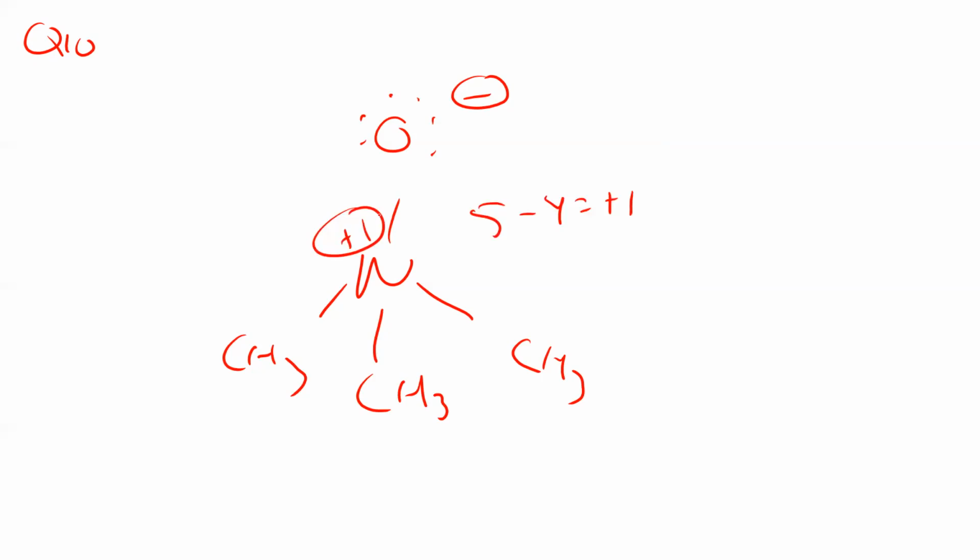So what is the net charge on the species? Well, +1 plus a -1 equals 0. So this is what you're going to select.